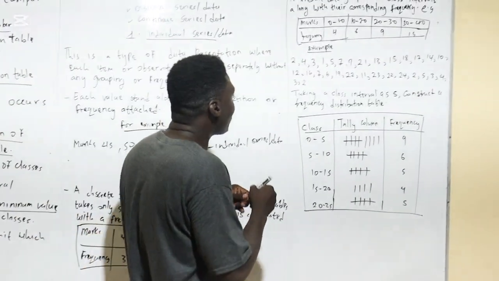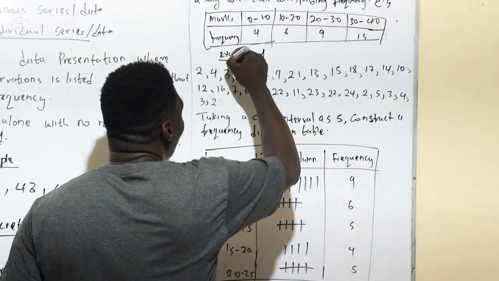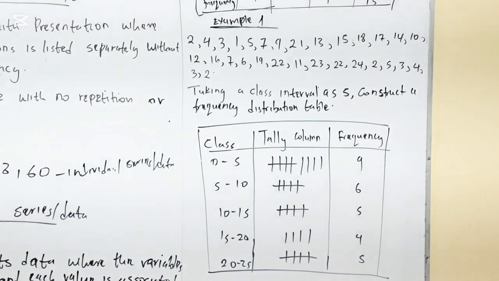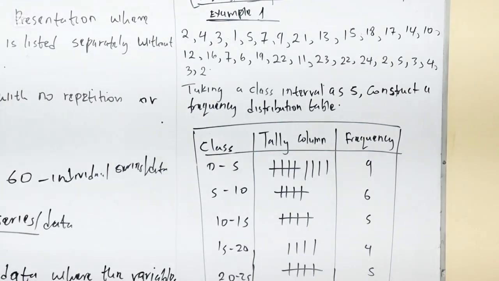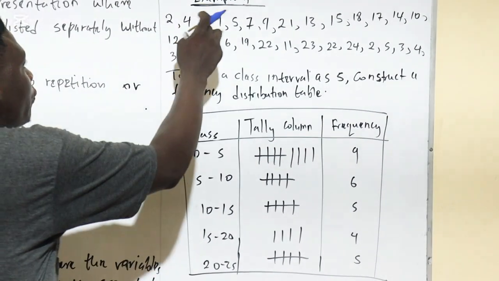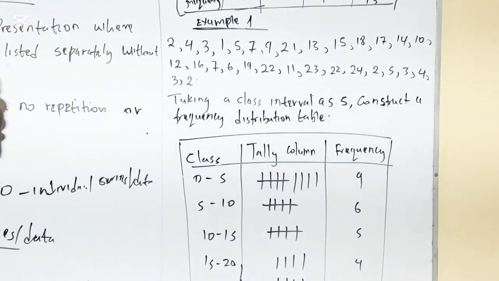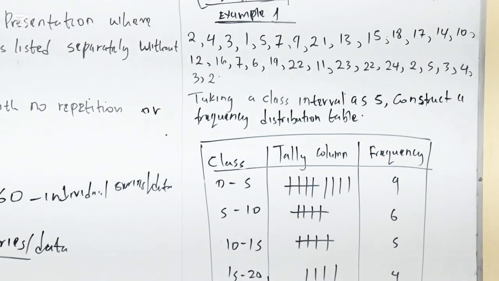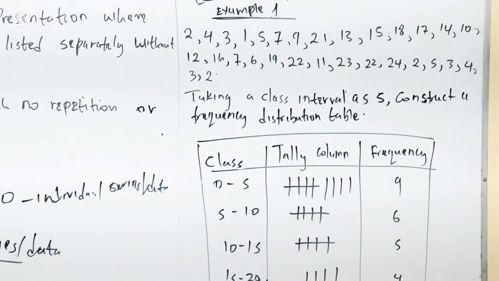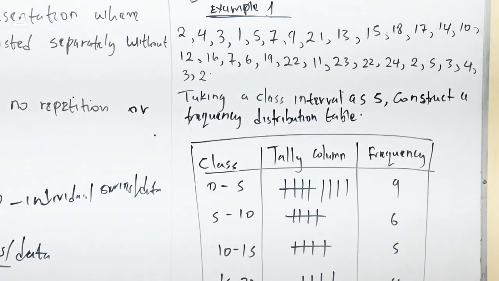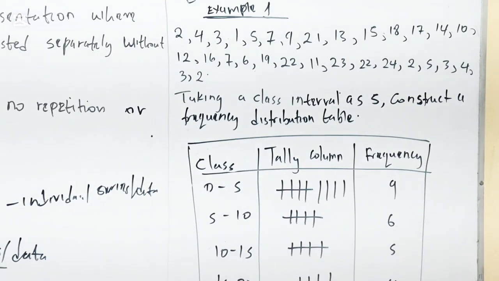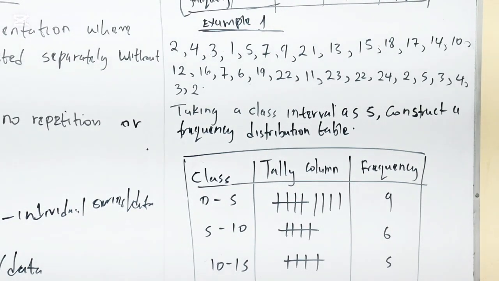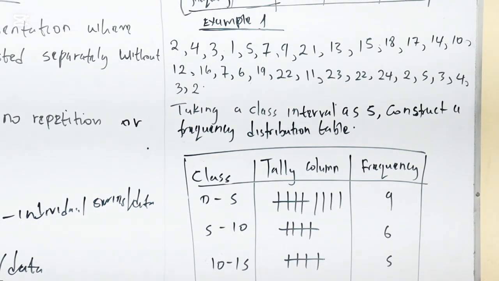Now I'll solve one example and draw a frequency distribution table, and that will mark the end of this presentation on frequency distribution. Now this is my example. We are given these values: 2, 4, 3, 1, 5, 7, 9, 21, 13, 15, 18, 17, 14, 10, 12, 16, 7, 6, 19, 22, 11, 23, 22, 24, 2, 5, 3, 4, 3, 2.